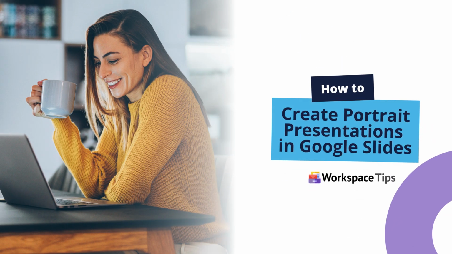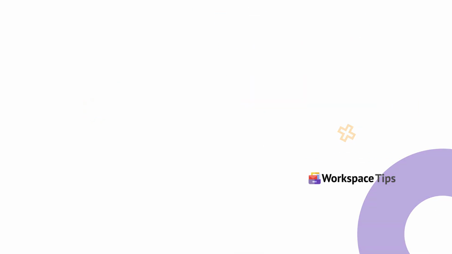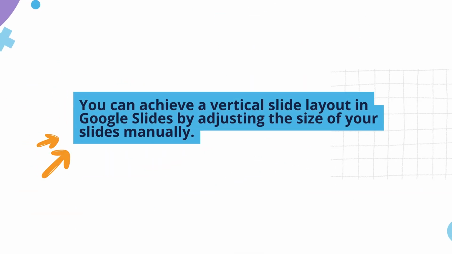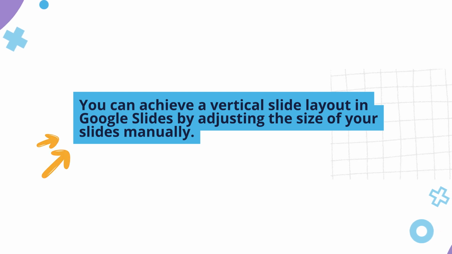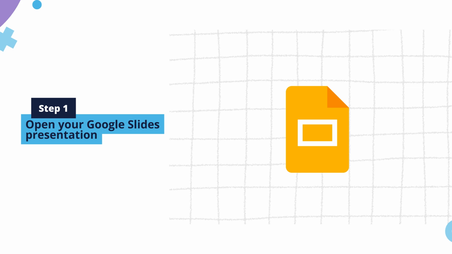Let's look at how to make Google Slides vertical or portrait. You can achieve a vertical slide layout in Google Slides by adjusting the size of your slides manually. Step 1. Open your Google Slides presentation.